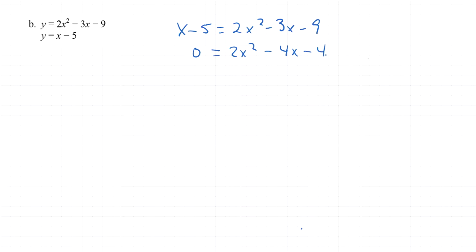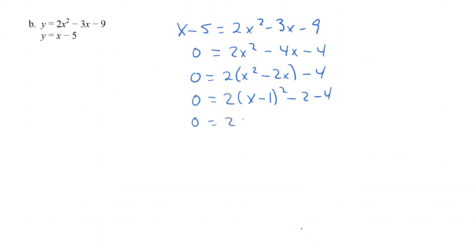I'm going to go ahead and use completing the square, and you get 0 equals 2 times x squared minus 2x minus 4. So this ends up being 2 times x minus 1 squared. When you complete the square, it's 1 times 1, so that's going to be subtracting 1, but actually subtracting 2, minus 4. And so then you get 0 equals 2 times x minus 1 squared minus 6. Add 6 to the other side, and you get 2 times x minus 1 squared equals 6.